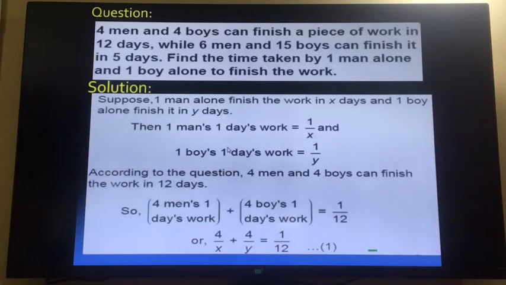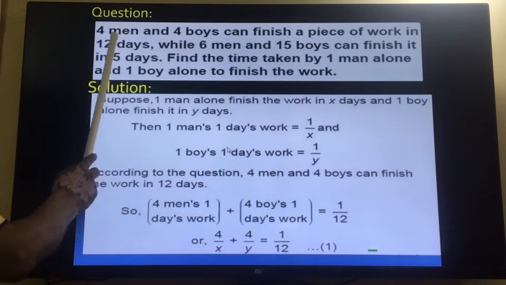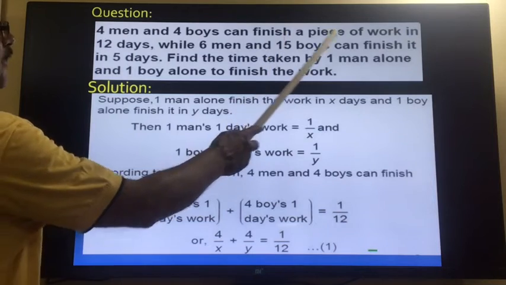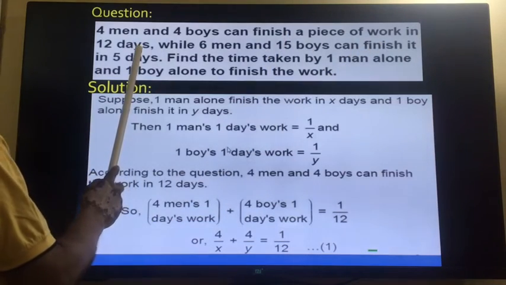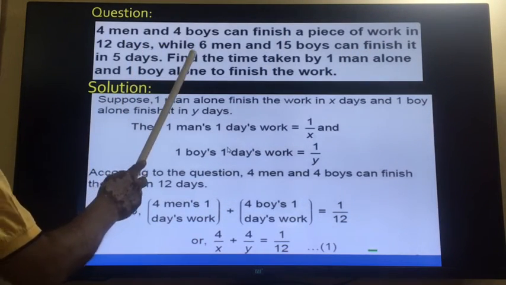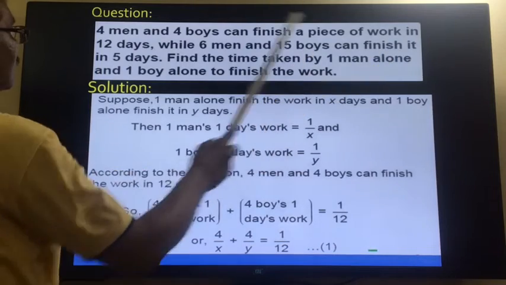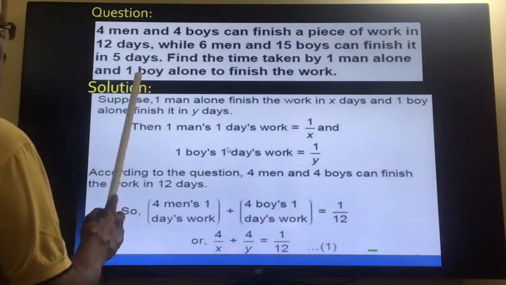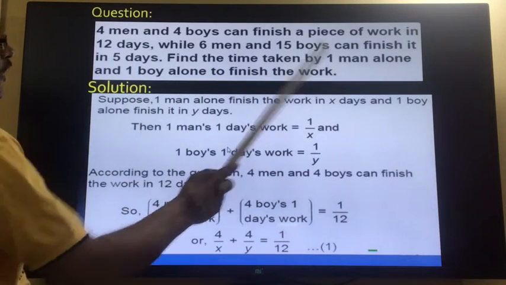Now see one more question to understand the same topic. The question is: 4 men and 4 boys can finish a piece of work in 12 days, while 6 men and 15 boys can finish the work in 5 days. Find the time taken by 1 man alone and 1 boy alone to finish the work.